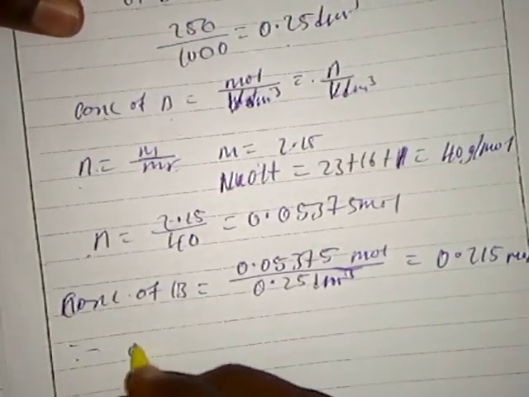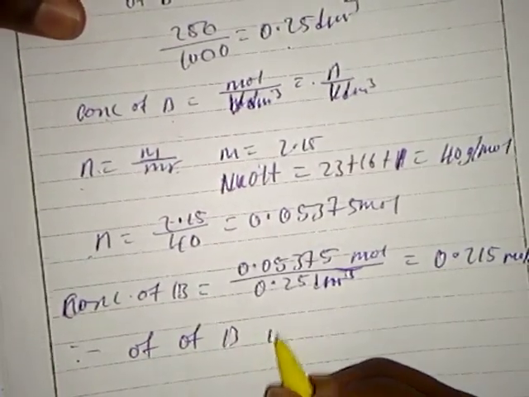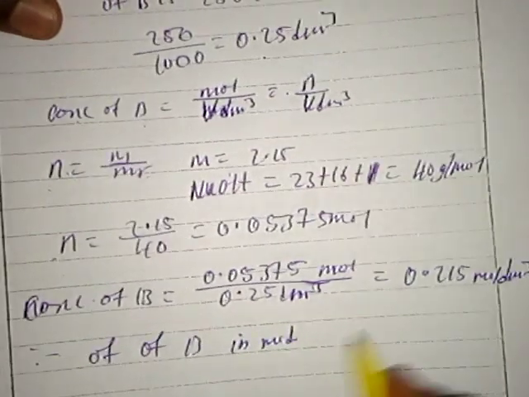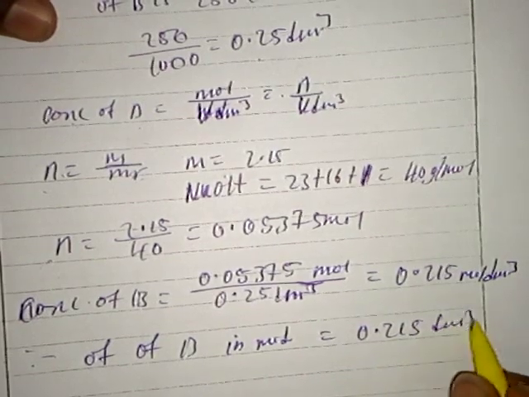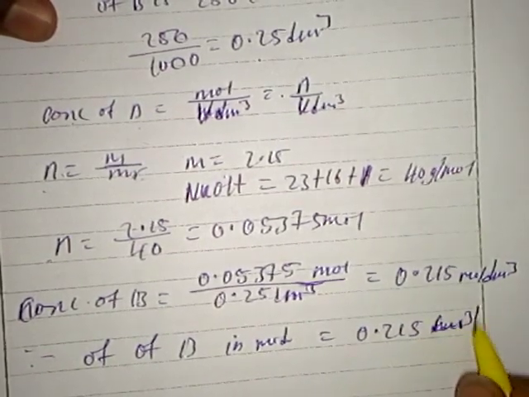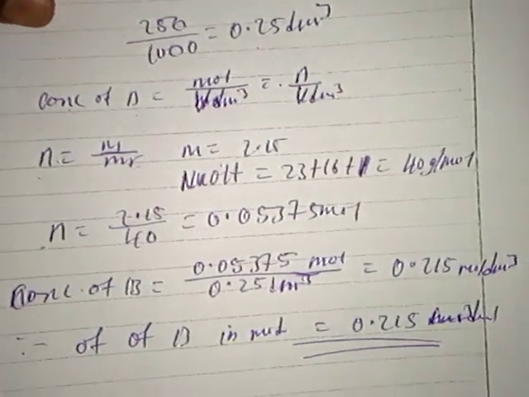Therefore, the concentration of B in mole per dm cube, or the molar concentration of B, is equal to 0.215 mole per dm cube. Good. I hope it's clear. Now what are we going to do?